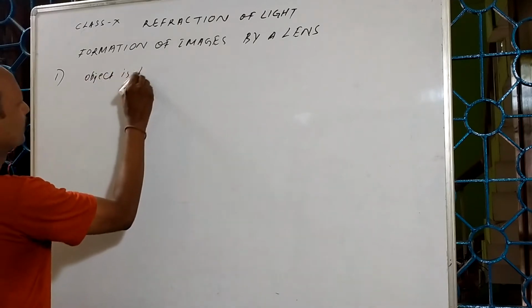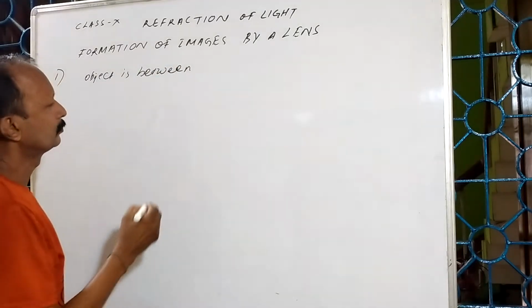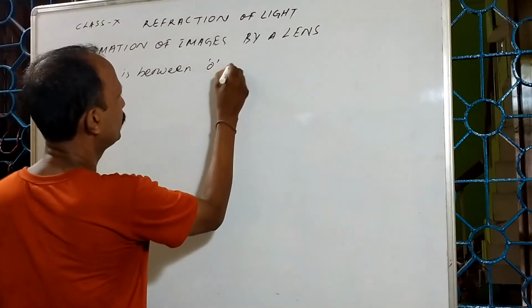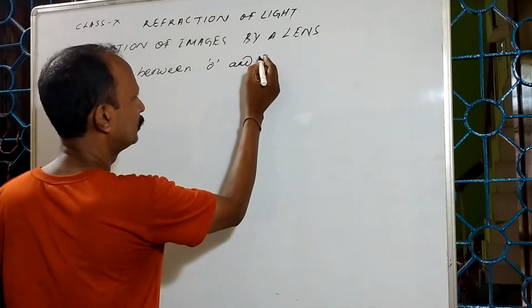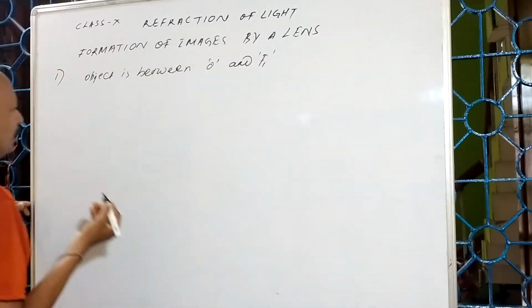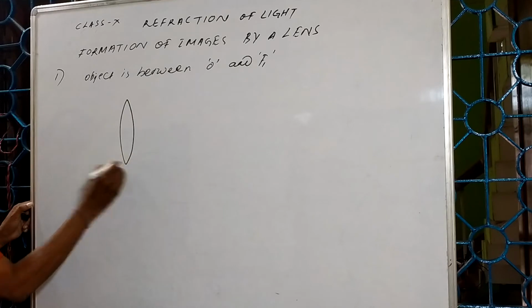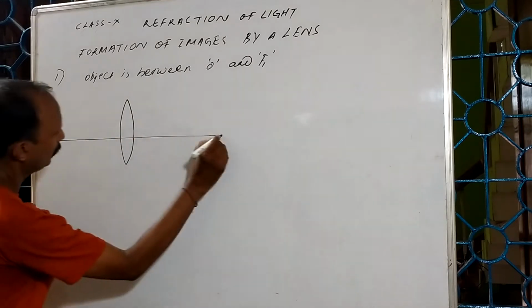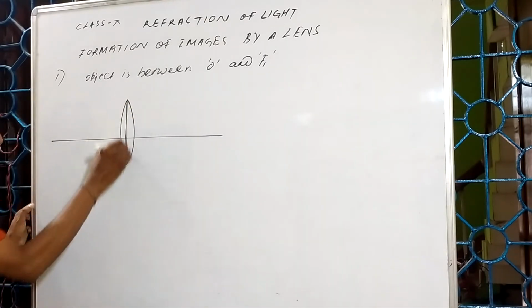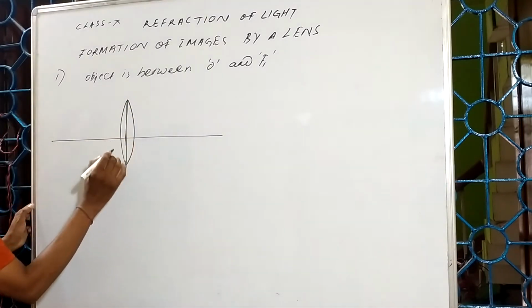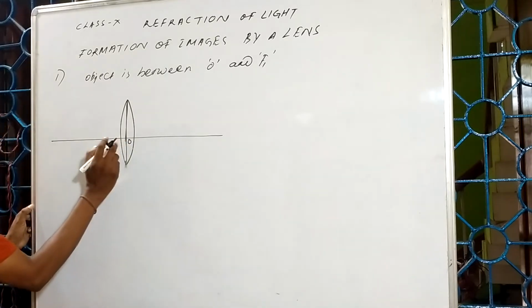object is between optic center and first focus. So you see the convex lens. This is the principal axis. You think that the lens is very thin. So O is the optic center.